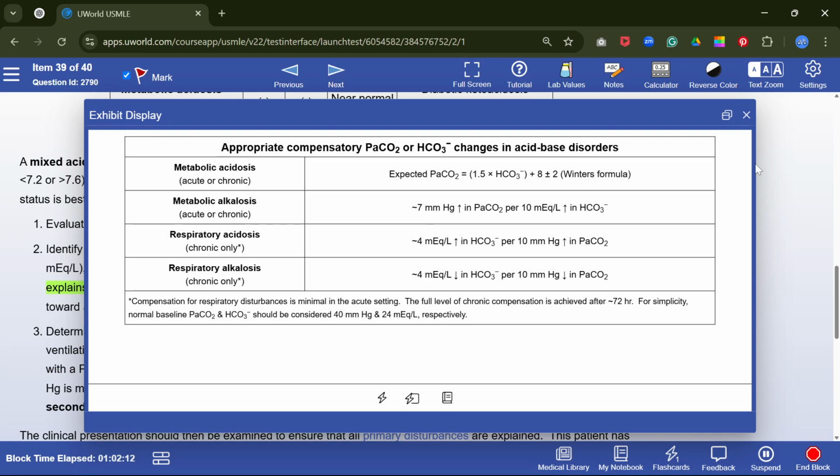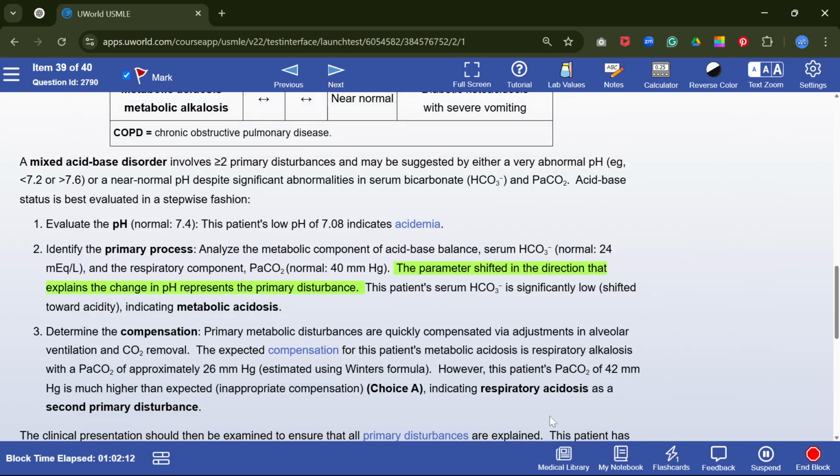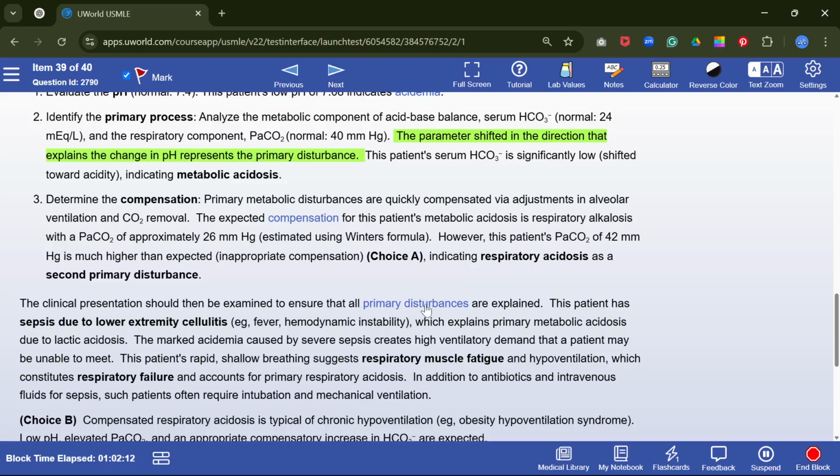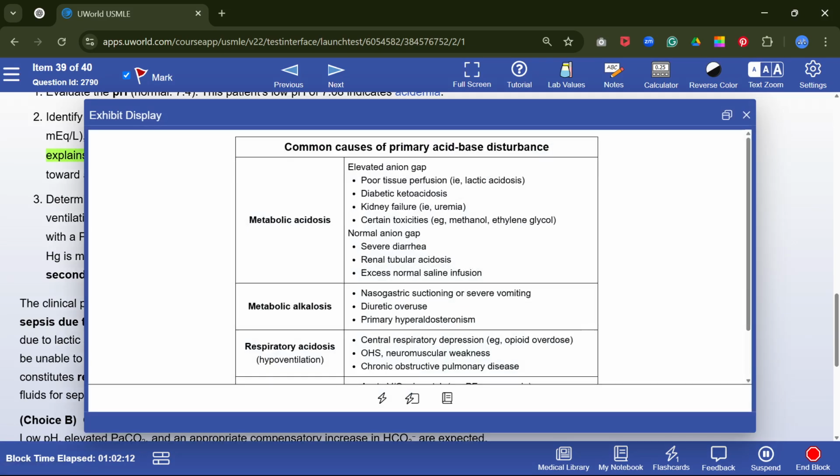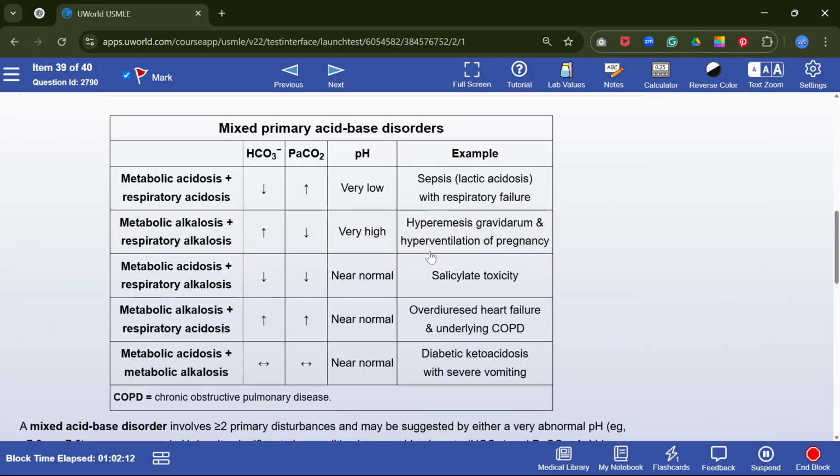I know that the words are getting into a complex zone, but these things are very important to remember. Now we need this box to see. So metabolic acidosis, the primary. The primary is metabolic acidosis. Metabolic acidosis means pH is low. In mixed, pH will be very low.